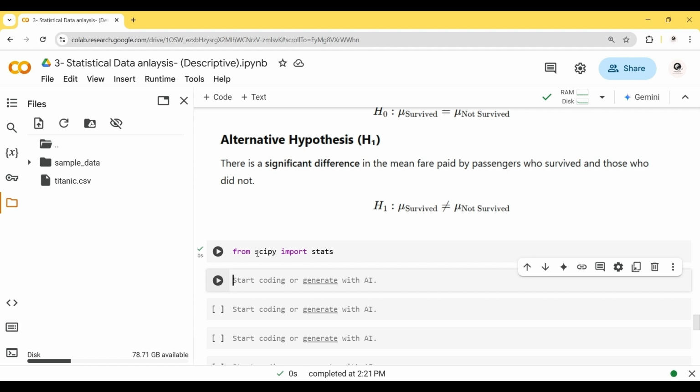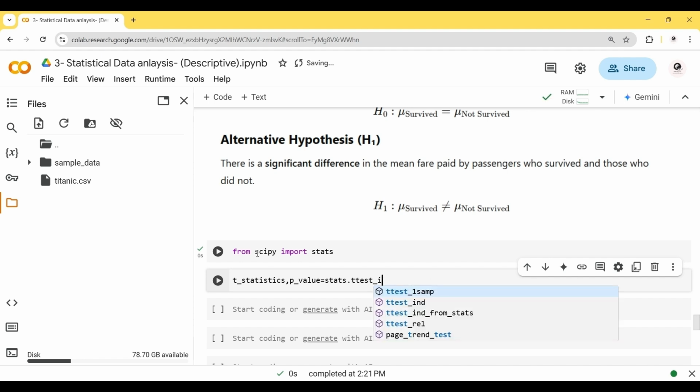Next, it will give two things. The first thing it will give is the t statistic, and the second variable that I'm going to use is the p value. Then I'm going to use stats.ttest_ind.